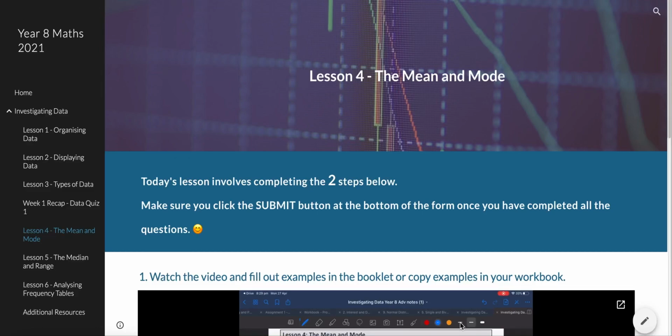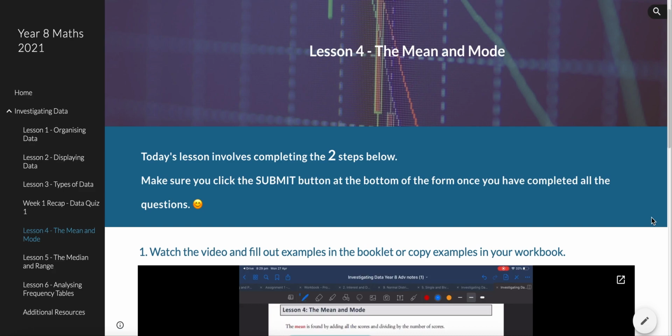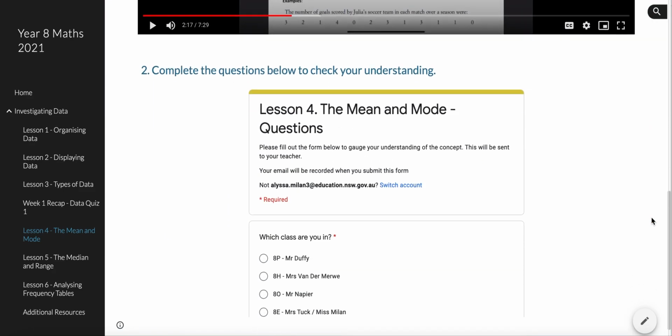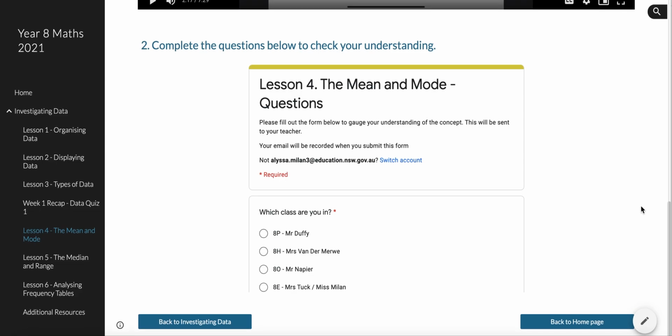Let's go through the solutions for lesson 4 now. The mean and mode. So you do need a calculator to work out most of these questions, unless you're a superhuman whiz at adding up numbers.